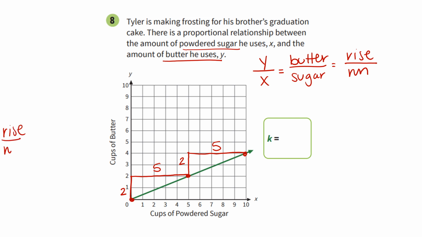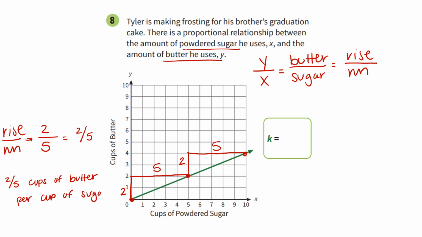Our rise is going to be our 2 cups of butter. Our run is going to be the 5 cups of sugar. Dividing your values, 2 divided by 5 is going to give you 0.4. You can leave it as the decimal, or you can write it as the fraction 2/5, meaning we can use 2/5 cups of butter for 1 cup of sugar. Two-fifths is going to be our constant of proportionality, which we add into the equation y equals kx to make y equals 2/5 x.